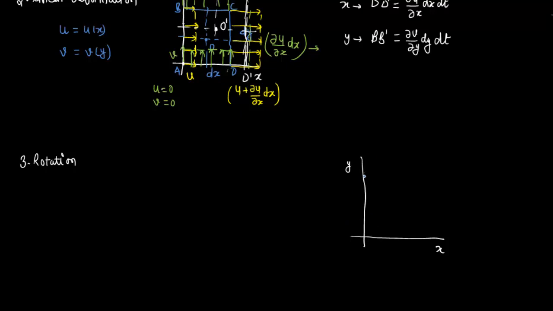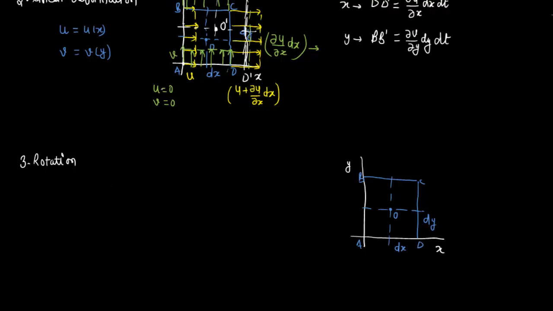So this is our fluid element, and this around here is the center. It is the same element we are considering again. This is O here, this is A, this is B, this is C, and this is D here, and the dimensions are dx in the x direction and dy in the y direction.